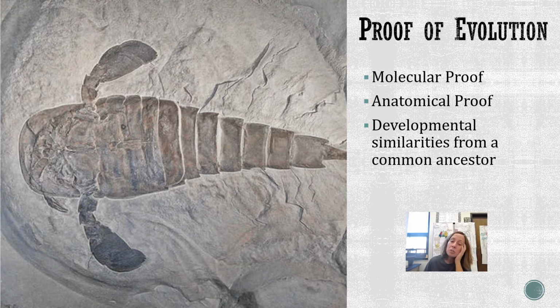All right, so evidence or proof of evolution comes in three different forms. You can have molecular proof, you can have anatomical proof, or you can have developmental proof, which is showing similarities developed from a common ancestor.